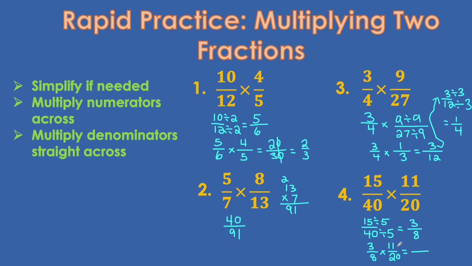Multiply numerators across. 3 times 11, 33. 8 times 20, 160. So our final answer is 33/160. So hopefully you got 3 out of 4 problems correct. Great job if you got 4 out of 4.